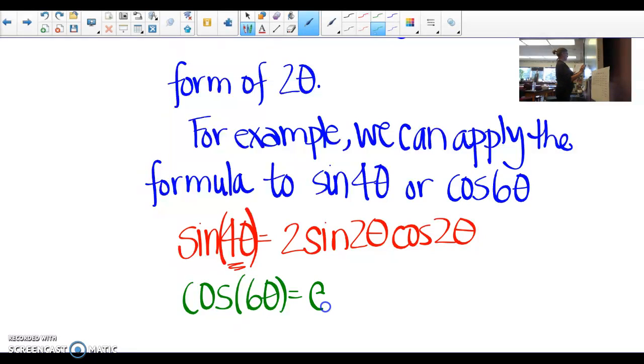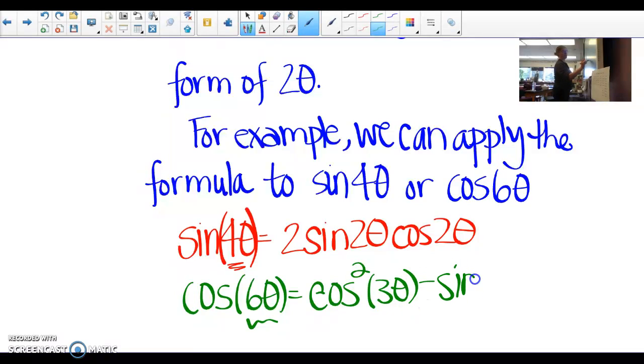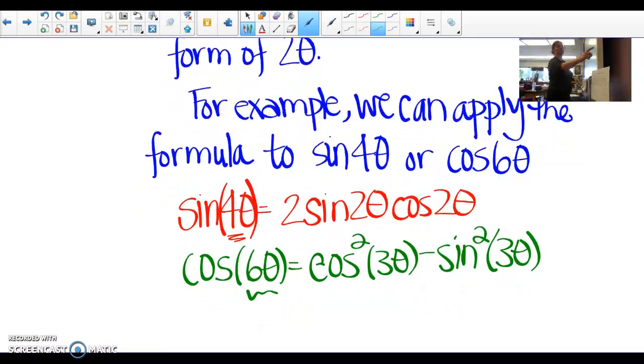So what we have here is cosine squared of, instead of u, we're going to take half of this angle, which would be 3 theta, and then minus sine squared of 3 theta. So the point is you can apply it to any angle that is multiplied by a factor of 2.